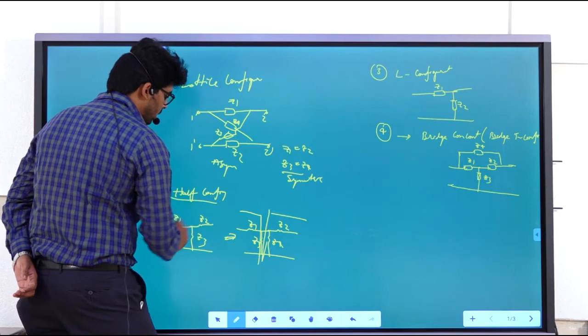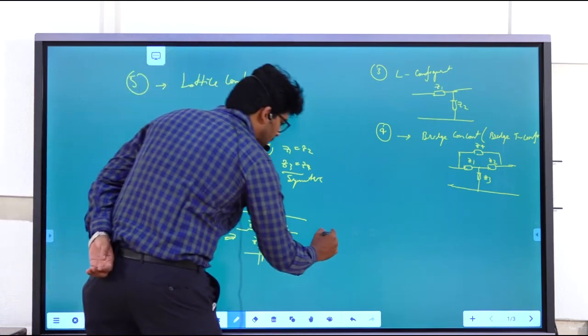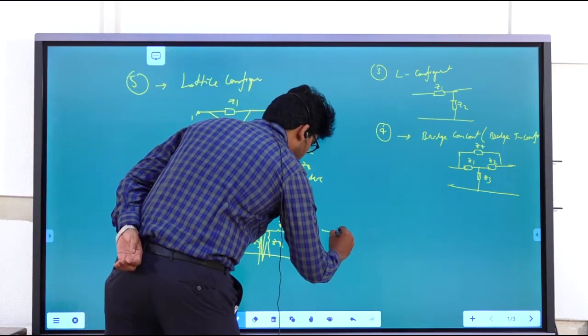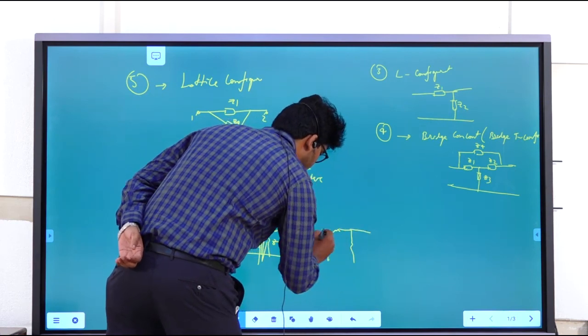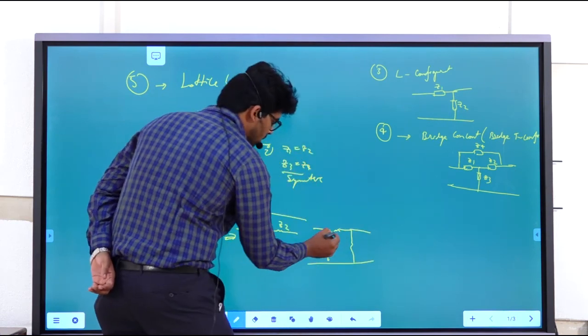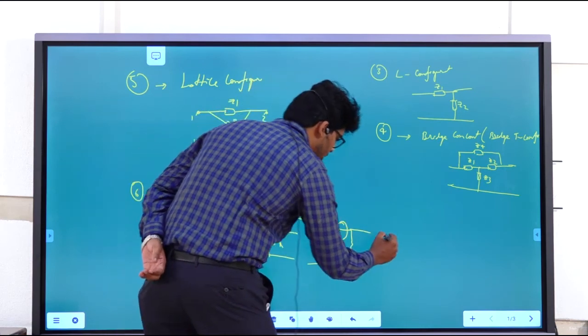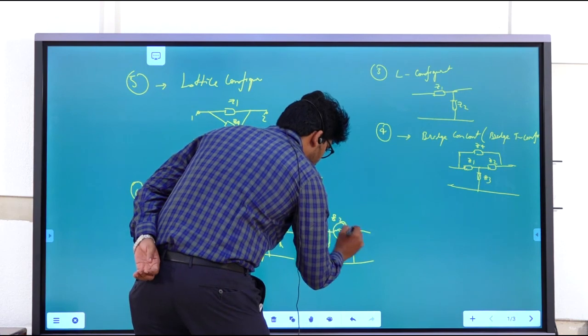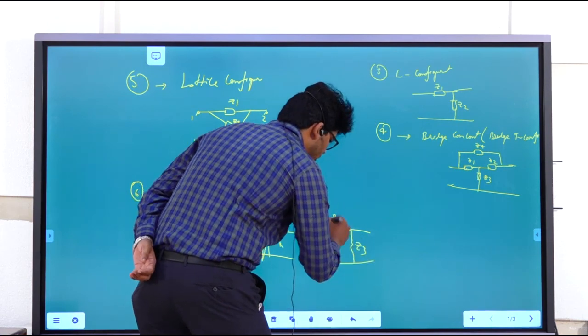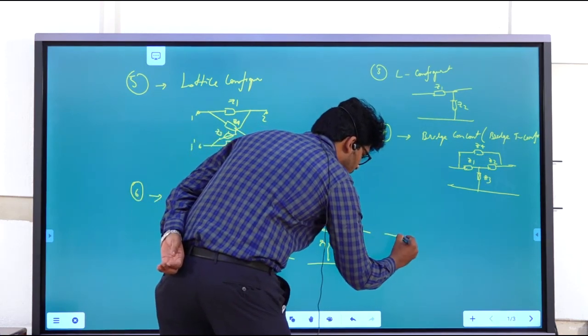So this T circuit can be divided into half sections, therefore it is called half configuration. And again the pi circuit, let us take. This is a pi circuit. This pi circuit can be divided into two series networks. If you say Z1, Z2 and Z3, the Z2 is divided like this.